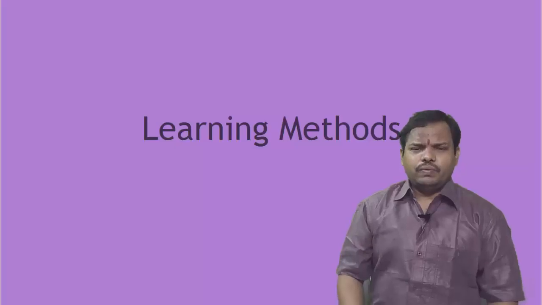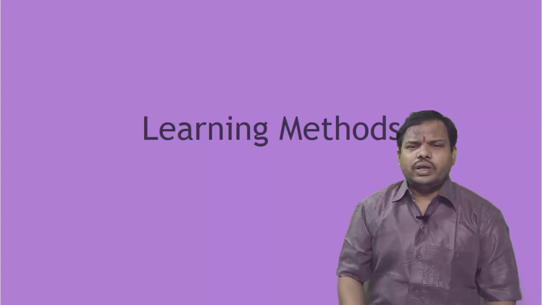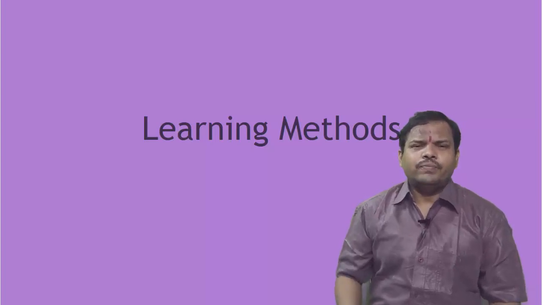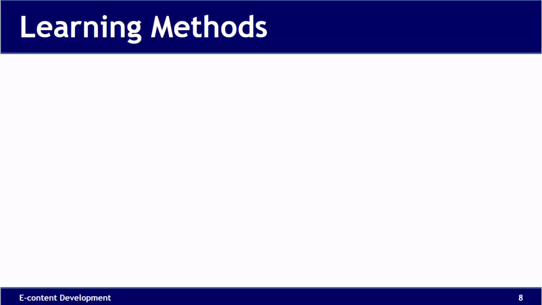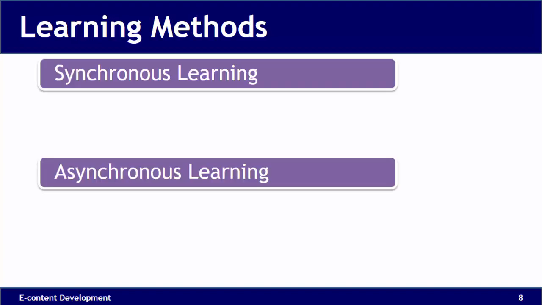In this video, we will see what are the various learning methods and learning styles of the learners. So let's have a look at the learning methods and learning styles. First we'll talk about the learning methods. Usually the learners learn in two ways or two modes. There are two learning methods that usually happen in teaching and learning. These are synchronous learning and asynchronous learning.